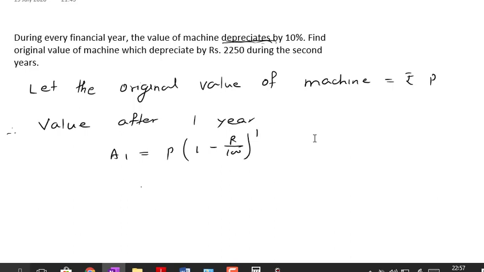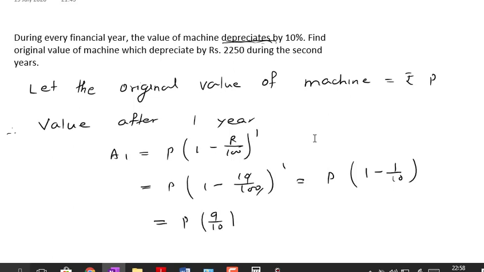So this will be P into 1 minus R, which is 10, so 10 upon 100 power 1. This will give me P into, the 0s cancel, 1 minus 1 upon 10, so 10 minus 1 is 9. So this is P into 9 upon 10, which is 9P upon 10. This is the value after 1 year.